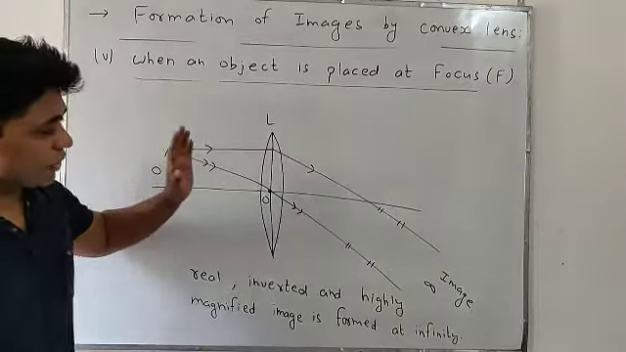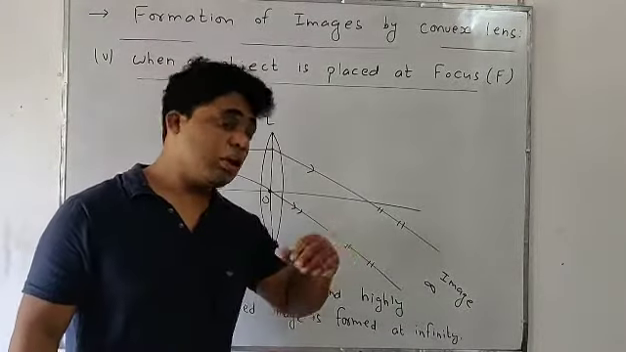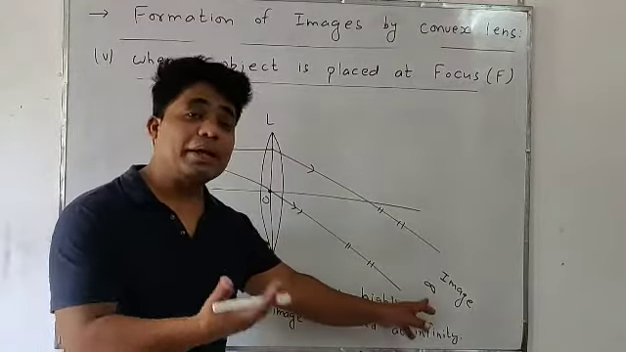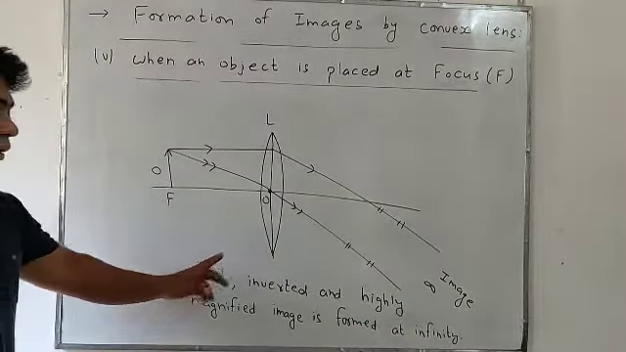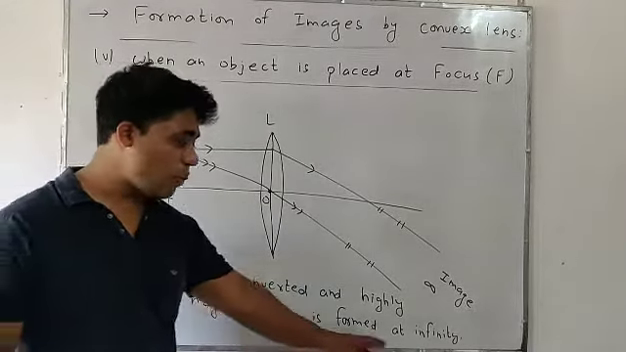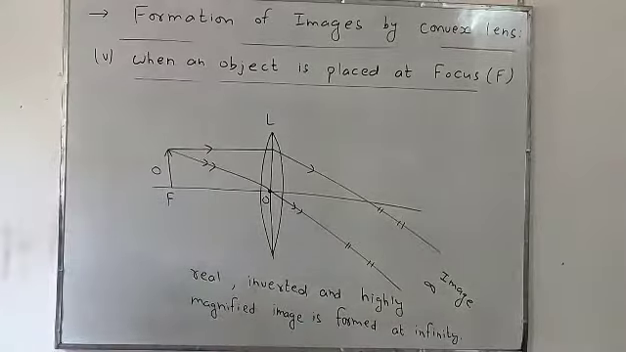Whenever light rays are coming or moving as parallel, the image will be at infinity. A real, inverted image will form, and a highly magnified image is formed at infinity.